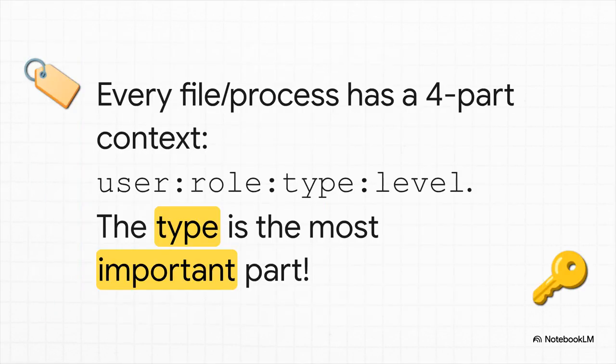So what does this ID card look like? Well, it's got 4 parts: user, role, type, and level. Now that might seem a little intimidating, but here's the secret. For 99% of what you'll be doing as a sysadmin, you can basically ignore most of it. The only part that really truly matters is that third field, the type. That's the key. It's what SELinux policies actually use to say yes or no.